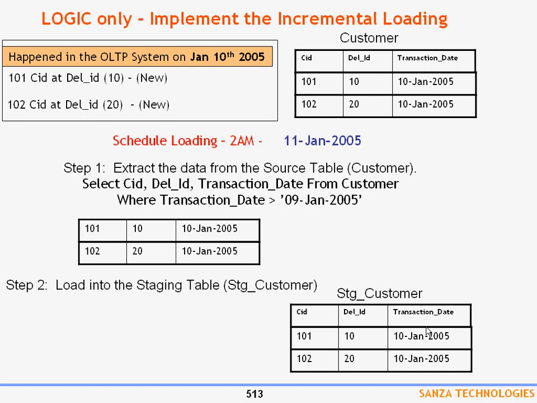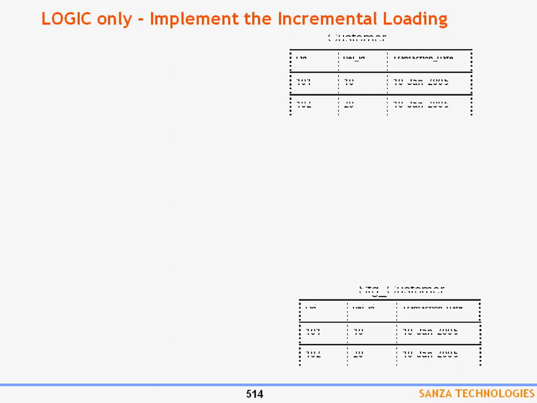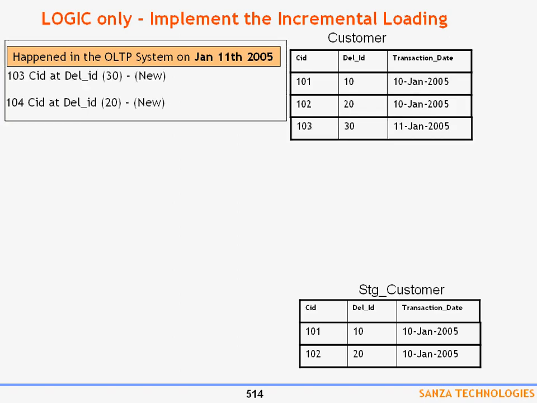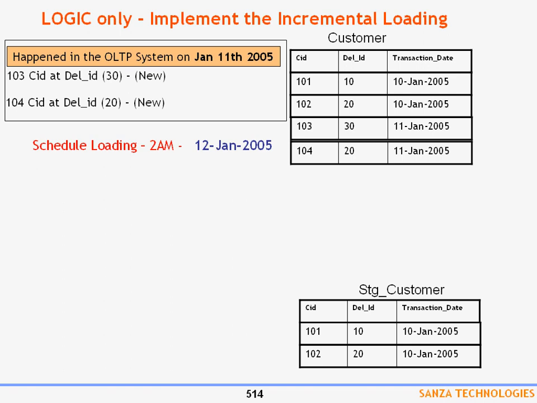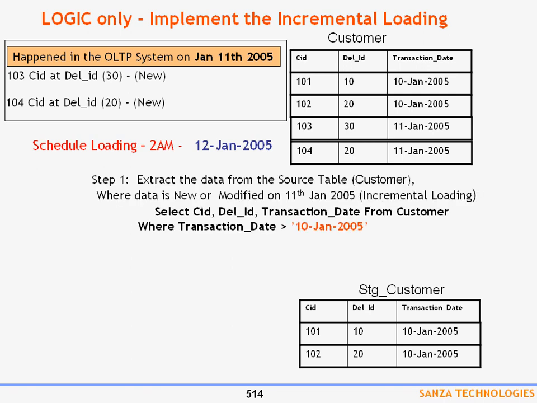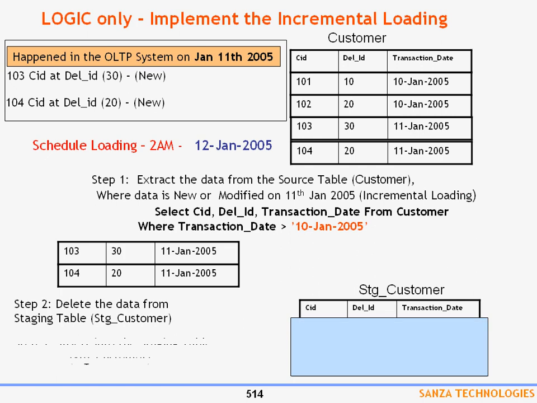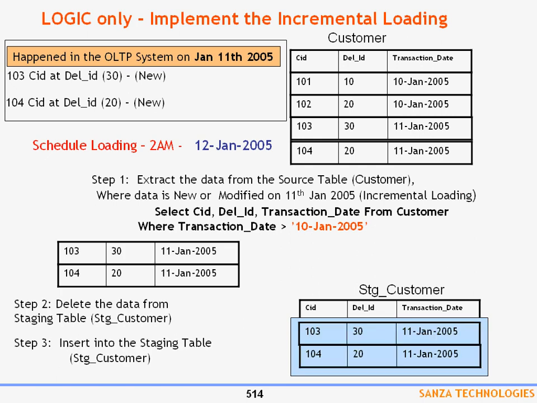Look at it from a different angle. I will extract the data next time greater than 10th January 2005. Observe it very carefully. In the source system, you have the 11th January data. Now, in the source qualifier, you will say greater than what? Greater than the maximum date loaded in my staging customer table. What was the maximum date loaded in my staging customer table? 10th January 2005. So it will extract the 11th January data and load it.